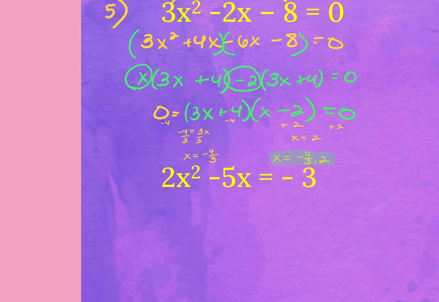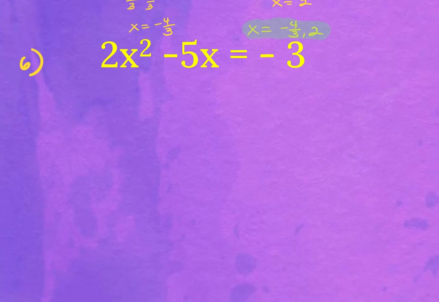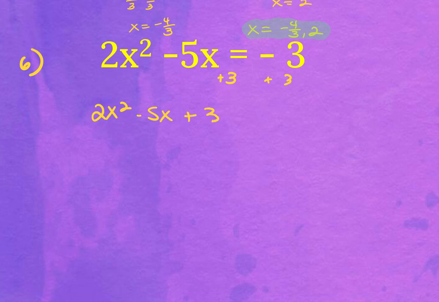All right, what is this? 6. Okay, this time we have to move that 3 over because that has to be equal to 0 before I can factor. 2x squared minus 5x plus 3 equals 0. And then we could do trial and error this time because those are prime.